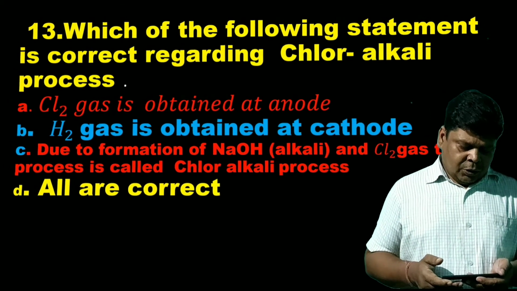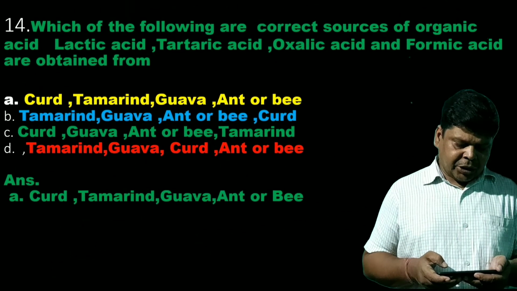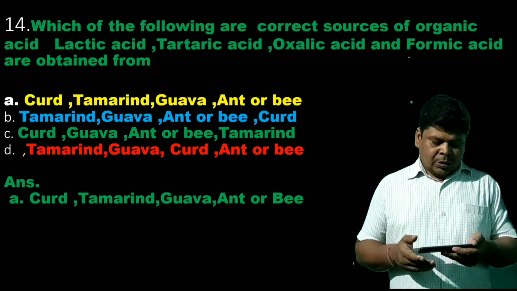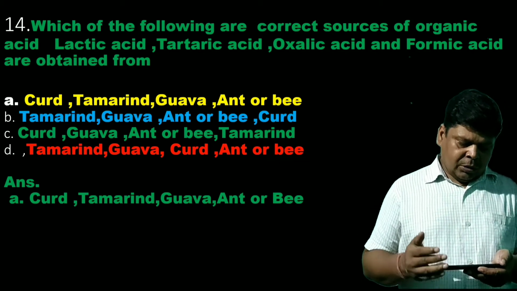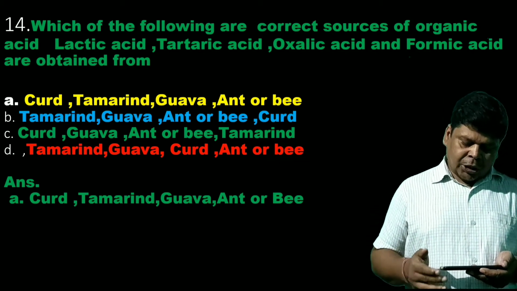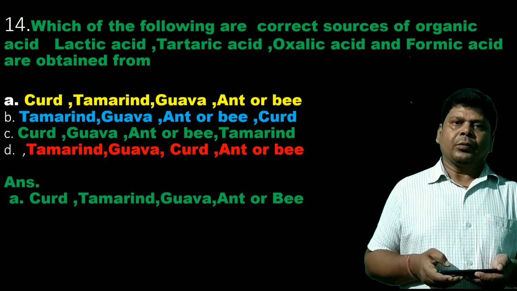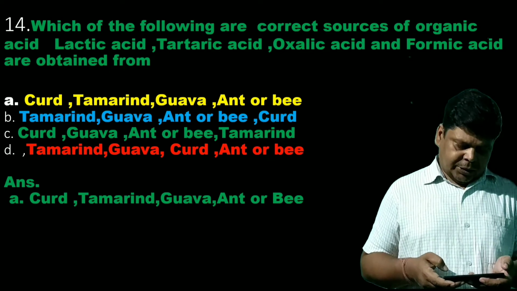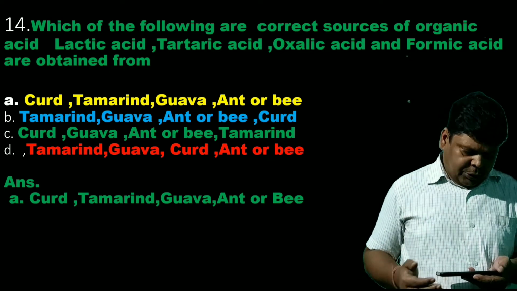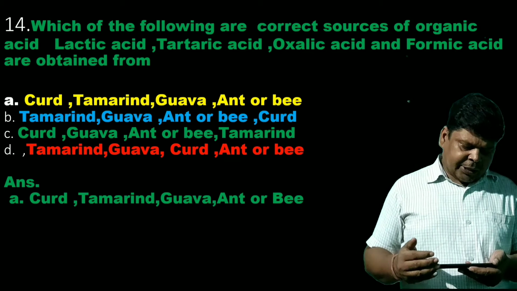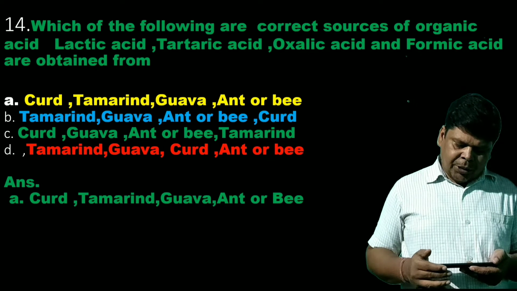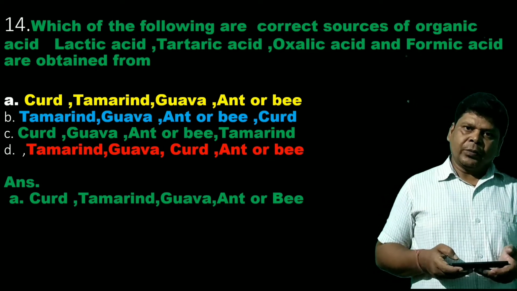Now next one, which of the following are correct sources of organic acid? Lactic acid, tartaric acid, oxalic acid and formic acid. Lactic acid from curd, tartaric acid from tamarind, oxalic acid from guava, and formic acid from ant stings. Here A is the correct answer.